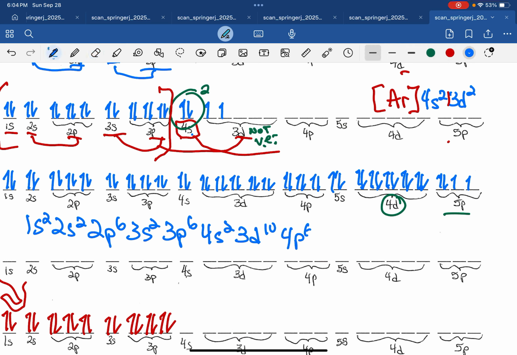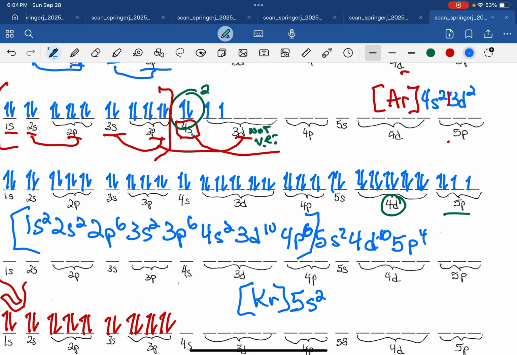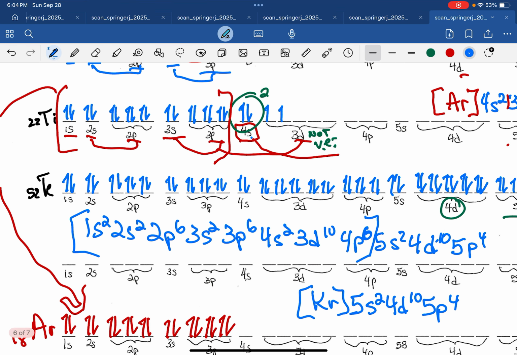Let's see, we had 4p6, 5s2, 4d10, 5p4. We need to find the previous noble gas. The noble gas is the end with p6. So here is 4p6. 4p6 is krypton. So we could say krypton, 5s2, 4d10, 5p4. You can still see the valence electrons. It saved you quite a bit of writing.